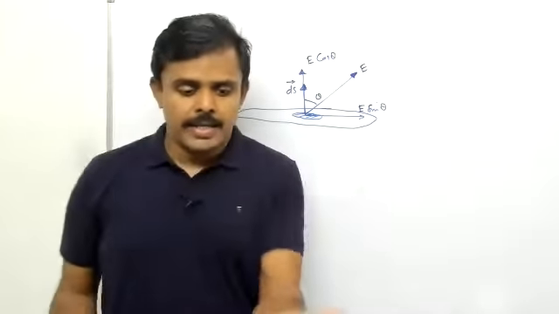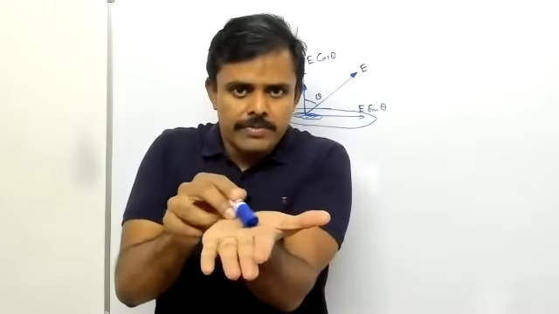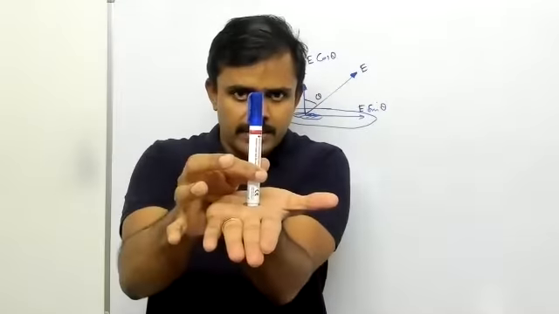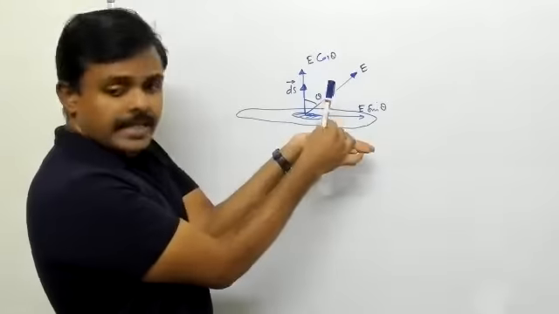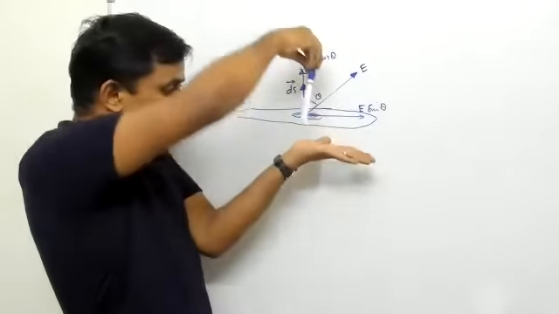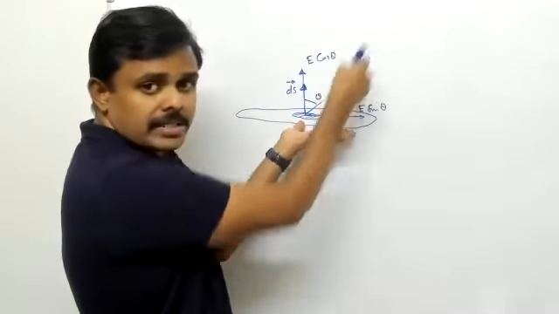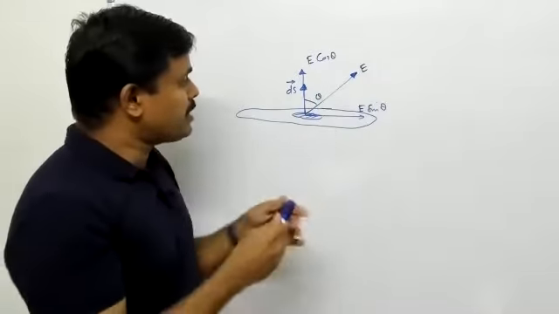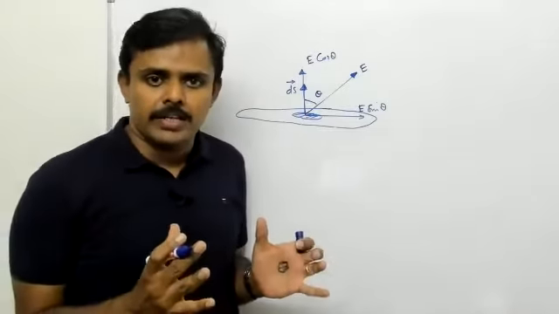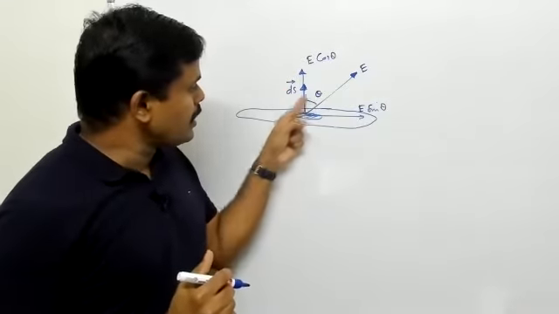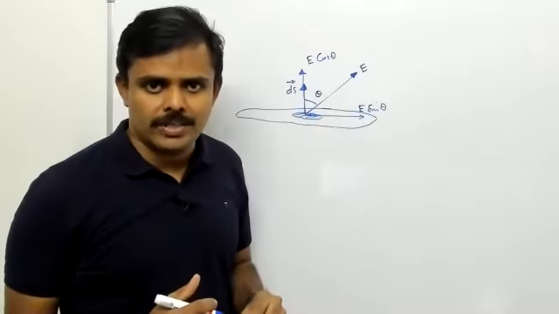I'll explain this. My palm is the big surface, and this is a small surface. I've taken the area vector, and an electric field line is going in this direction. This is the area vector, as you can see. Then I split the field into two components. I can resolve any vector into two components. The component near to theta is E cos theta. The component away is E sin theta.